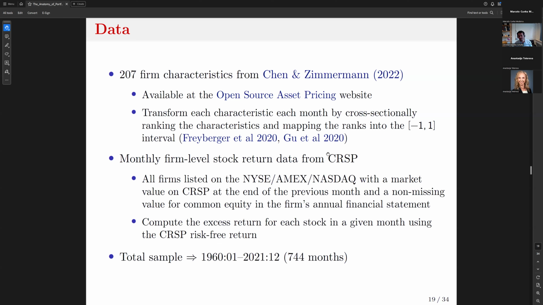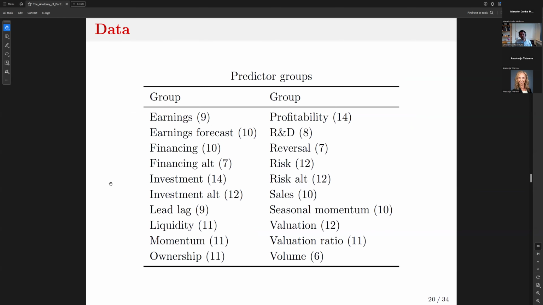Our set of returns comes from the CRSP, and this is essentially the whole market of firms, well, at least those that have a value of the CSP at the end of the previous month, and there is no missing value for common equity. The total sample spans 744 months, starting in 1960 and ending in December 2021. Then we have this group of predictors.